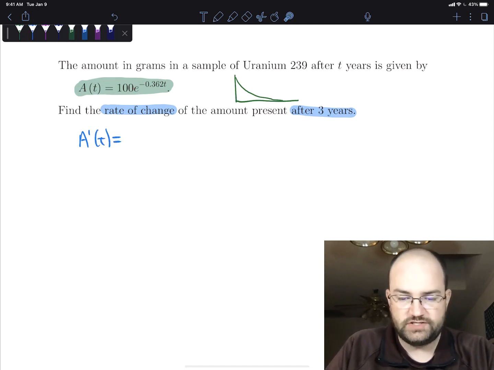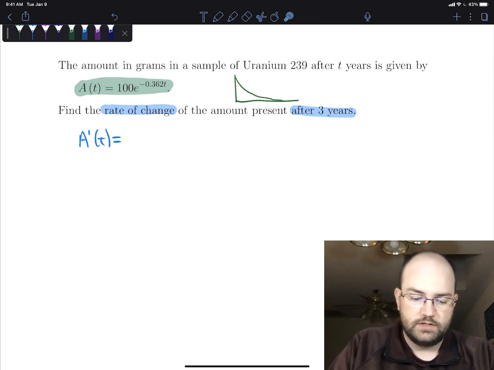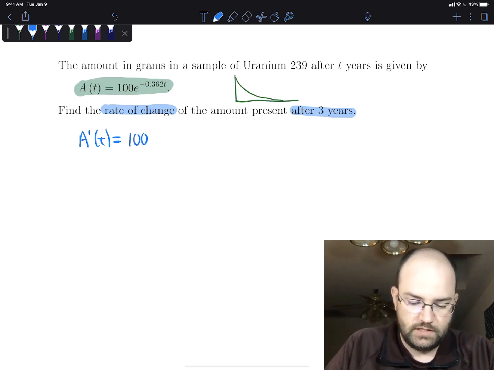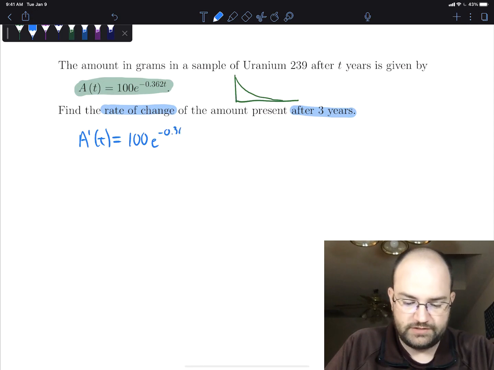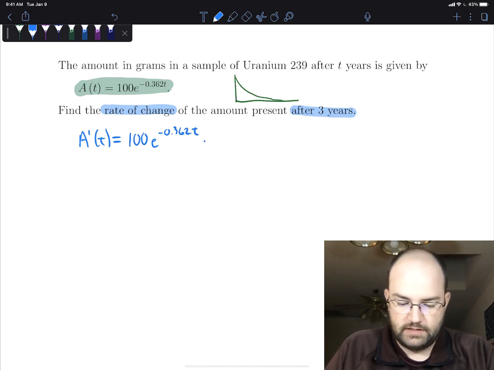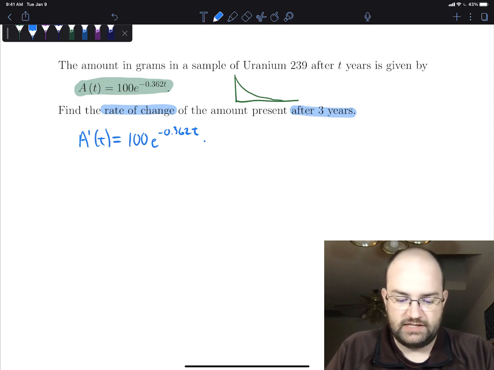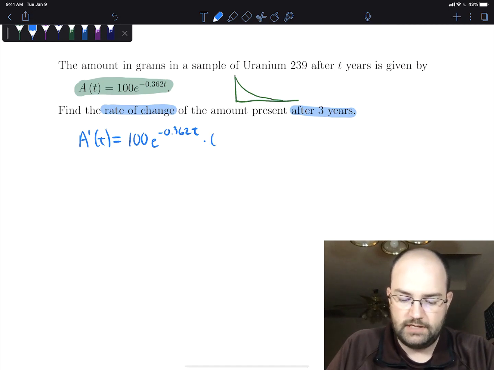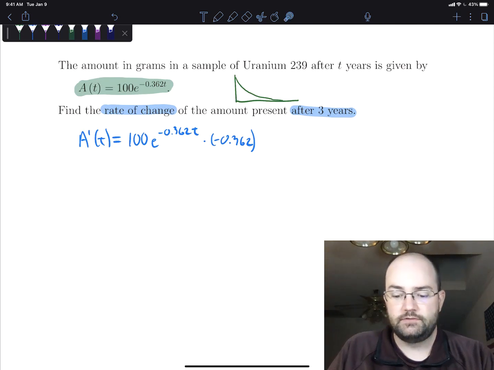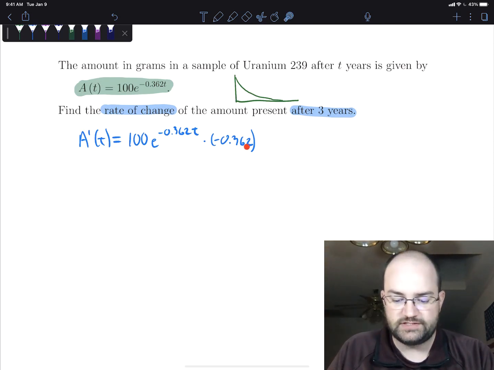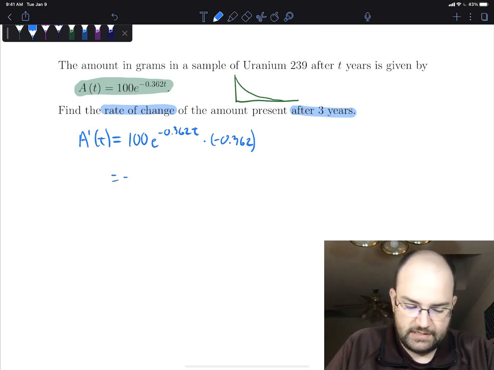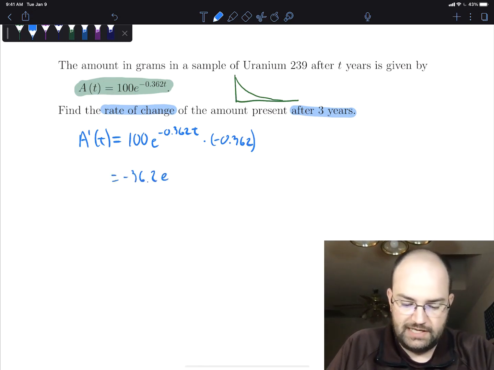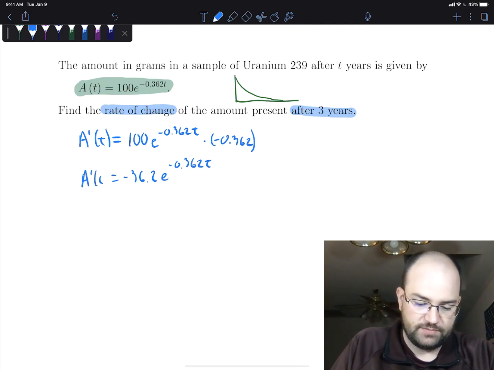And this formula is just an exponential expression. That's all it is. So just rewrite the 100, and then also the e to the negative 0.362 t, and then multiply by the derivative of the exponent. The exponent is negative 0.362 t, so the derivative of that would be negative 0.362. Awesome. And then just simplify. Notice that 100 times that means I can move the decimal 2 places to the right, making this negative 36.2 e to the negative 0.362 t. And this is A prime of t.